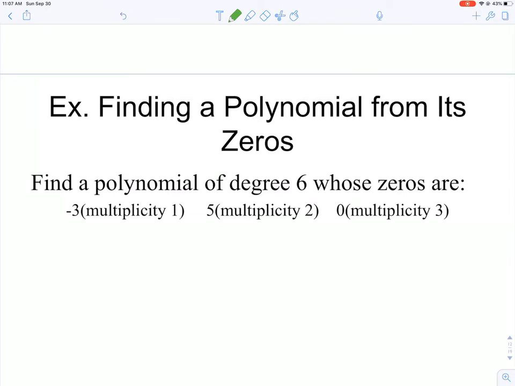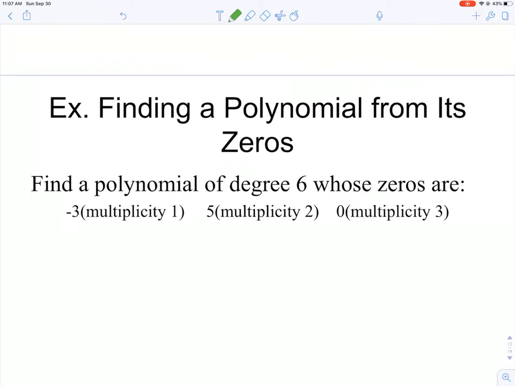Okay, so we want to find a polynomial of degree 6 whose zeros are such with the multiplicities listed. So let's call this polynomial g of x. If negative 3 is a zero, that means that x plus 3 is a factor, and it has a multiplicity of 1. You don't have to write the 1 though. If 5 is a zero, x minus 5 is a factor, has a multiplicity of 2, so I'm going to have an exponent of 2.